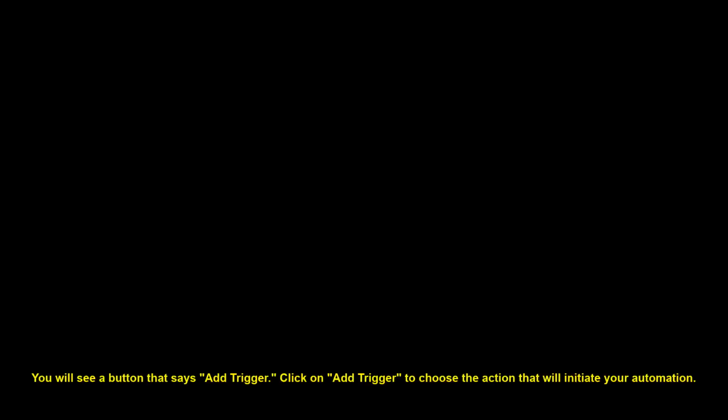You will see a button that says Add Trigger. Click on Add Trigger to choose the action that will initiate your automation. Select a trigger from the available options, such as when a card is added to the board. After selecting a trigger, click on Add Action. You can assign actions like moving the card to another list or adding a label.